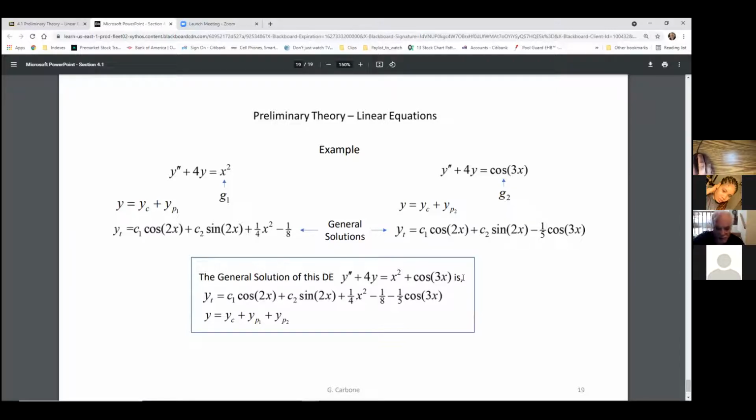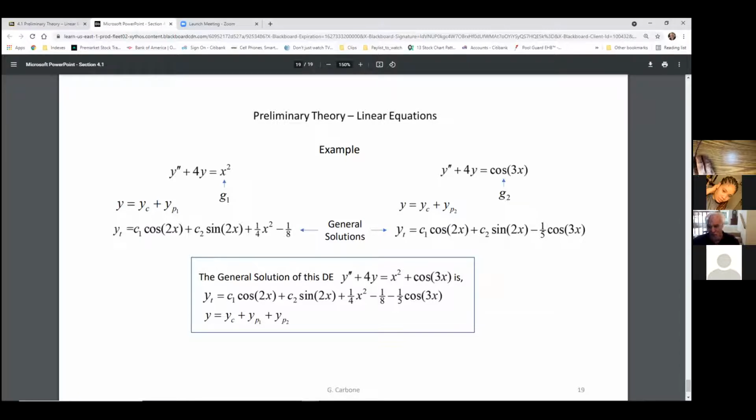That the general solution to this differential equation is just the complementary solution plus the two particular solutions, right? This is one particular solution, and this is the other particular solution. So in other words, the total solution is the complementary plus particular 1 and particular 2. If you understand this chart, you know what's going on here, that's really what it's all about. That's really what I want to make sure you understand.